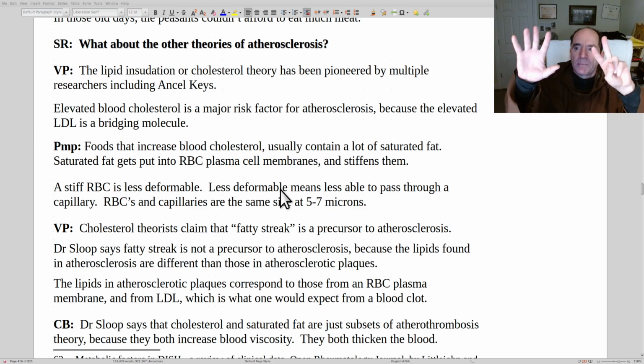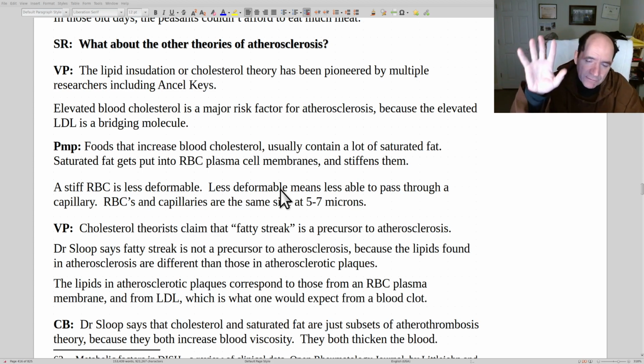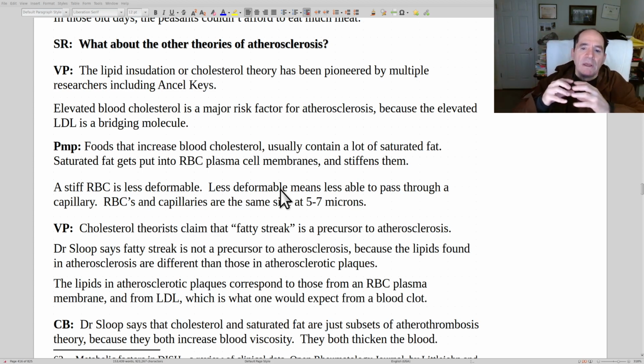Because remember, red blood cells are about 7 microns in diameter. A typical capillary is about 5 microns in diameter. If you stiffen it, it's harder for the red blood cell to pass through the capillary, meaning that pressure will have to go up. Some people say that cholesterol fatty streak is a precursor to atherosclerosis.